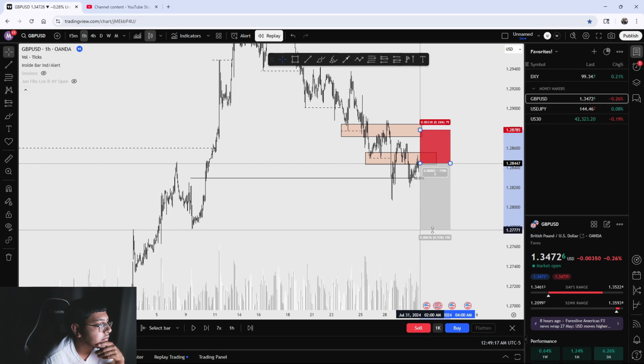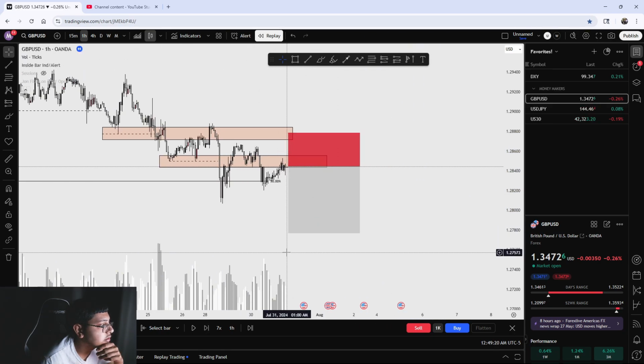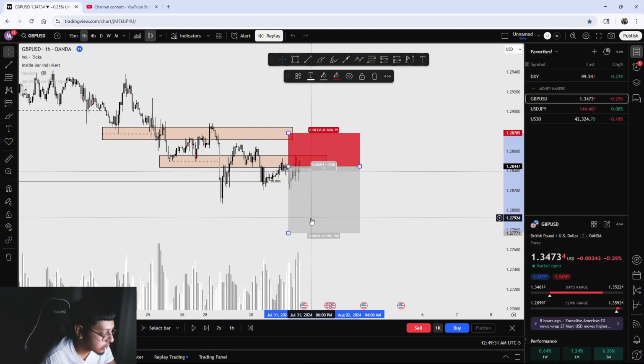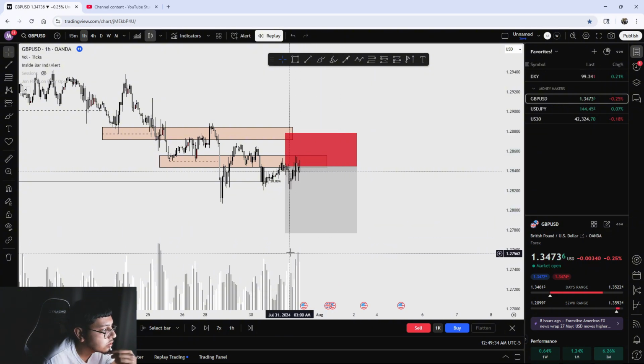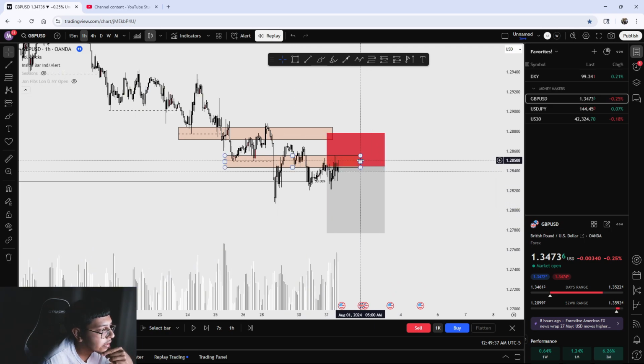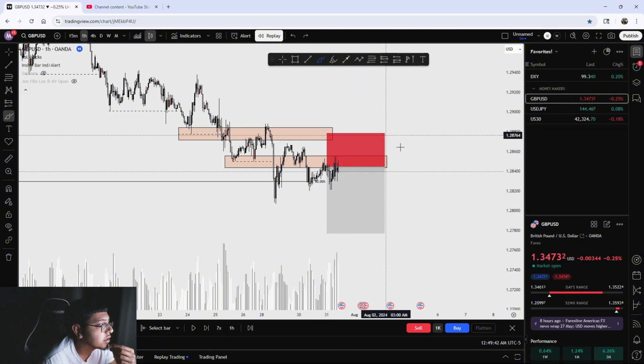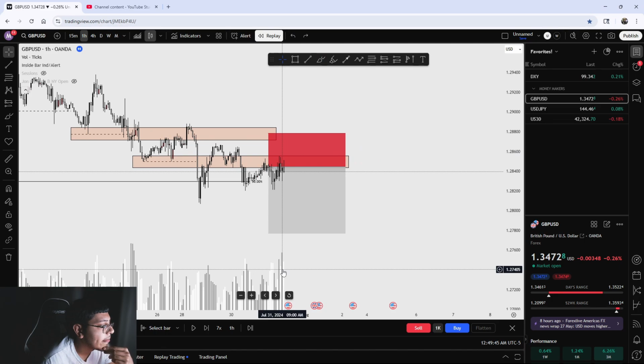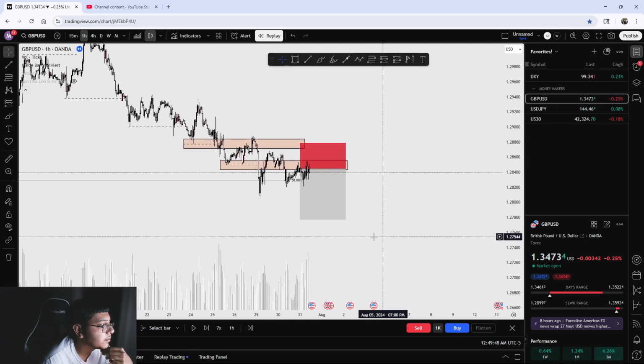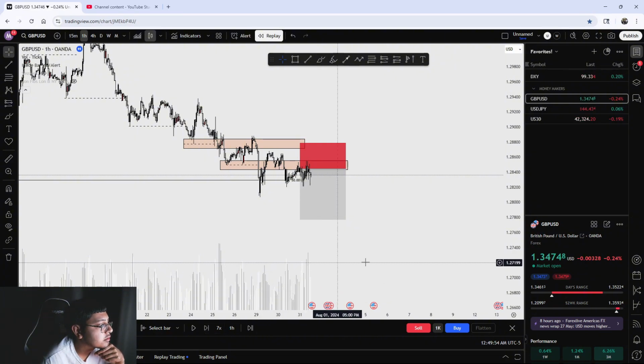Let's see what price does. Okay, so currently we are in New York session. We entered London session, and we are just testing this area. Price wants to reject that area. We just got to be patient. Wait for price to play out. We'll fast forward.